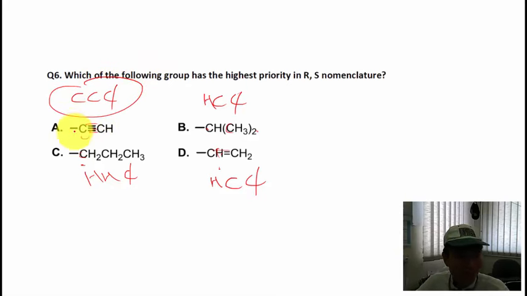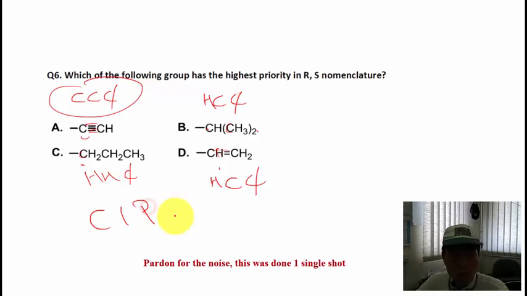Please don't go and count the MR, the total number of atoms or whatever. Learn your Cahn-Ingold-Prelog rules well. Okay, understand it.